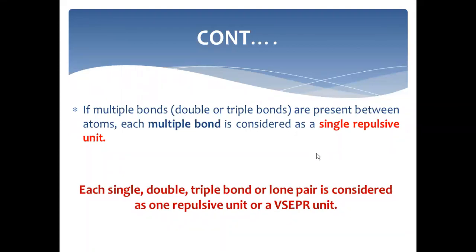So each single bond, double bond, triple bond or lone pair is considered as one repulsive unit, or VSEPR unit. What is meant by the VSEPR unit or repulsive unit? It's a single bond, double bond, triple bond, or a lone pair. Those are each considered as one repulsive unit of VSEPR. So let's take an example, then you will understand how to choose.